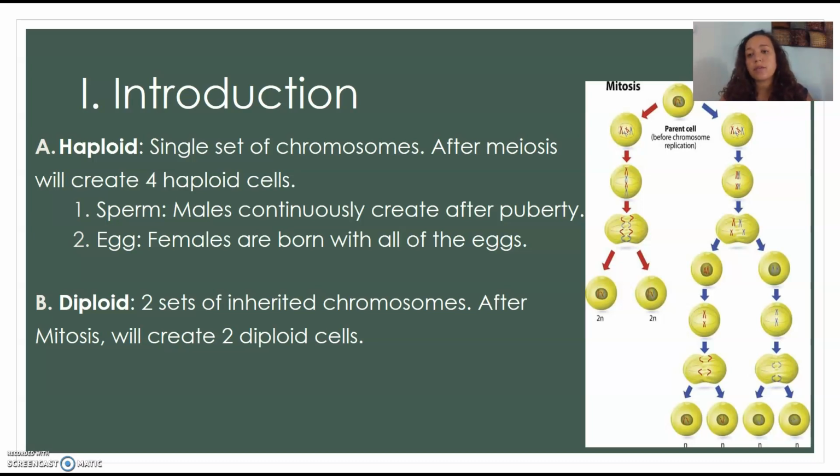Females, there was a study done with mice that it is possible to make eggs after birth, even into adulthood, but you would have to have the perfect diet and it's a whole thing. So your haploid eggs, your haploid cells.